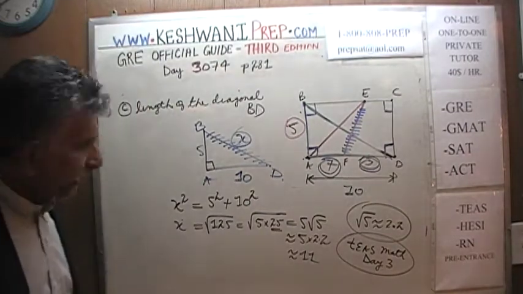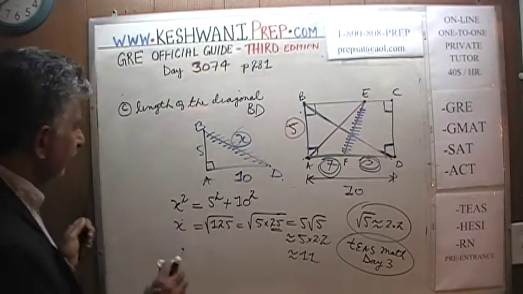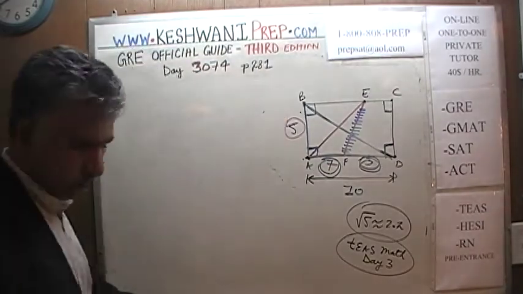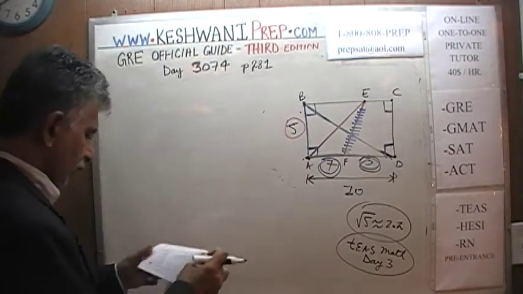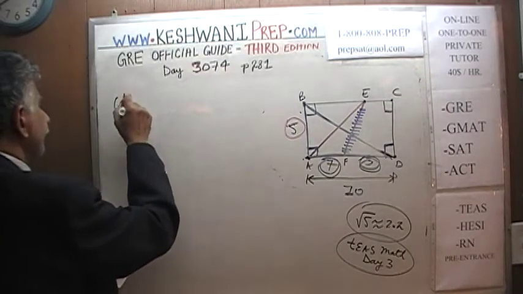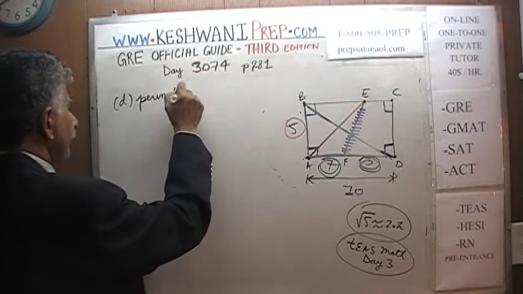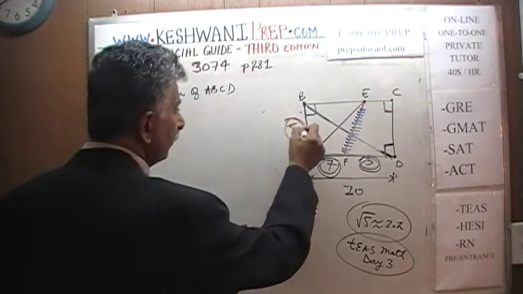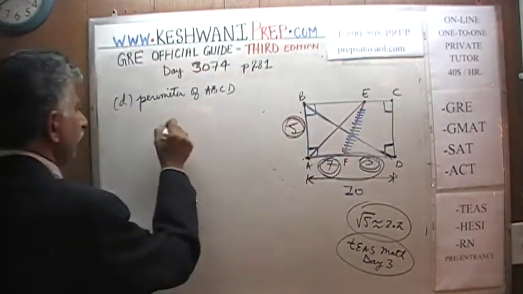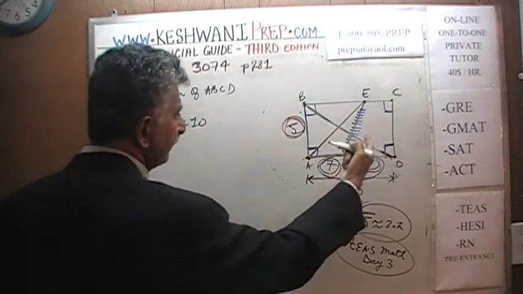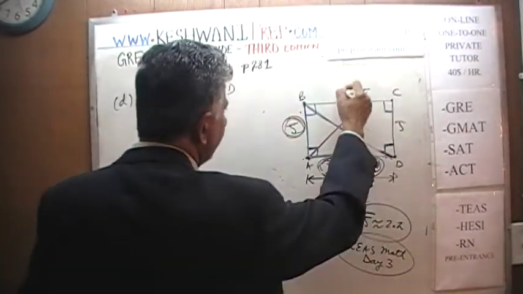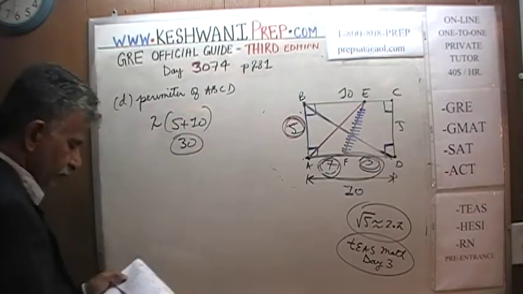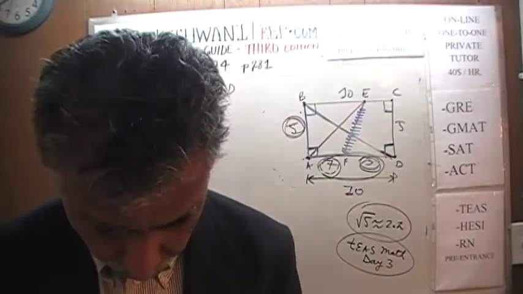Find the length of BD, that was done. The next thing they ask is the perimeter of ABCD, which is also a very straightforward question because we know this side is 5 and we know this side is 10. So it's 5 plus 10, which are these two sides, and there are two of them, 5 and 5 and 10 and 10. So it's 5 plus 10 times 2. It's just 30. Very straightforward. Let's move on to the next problem.